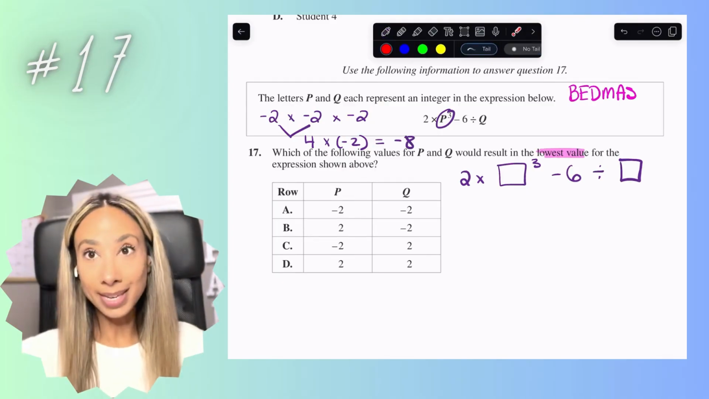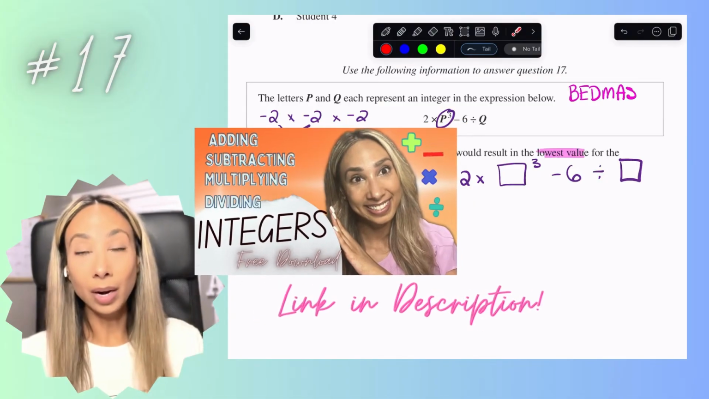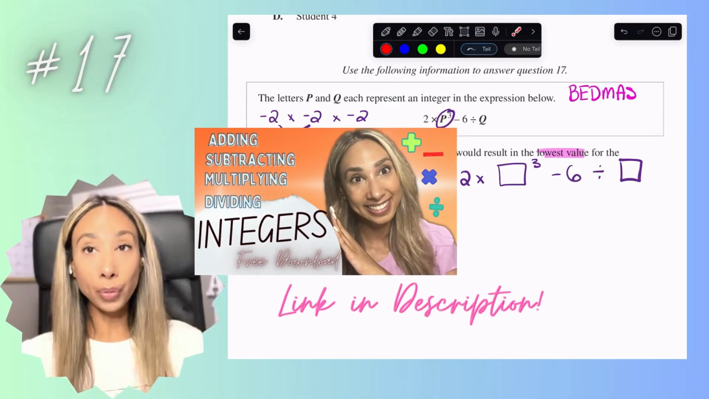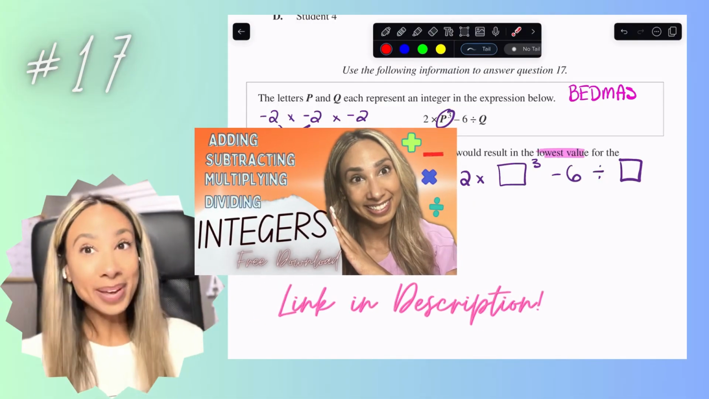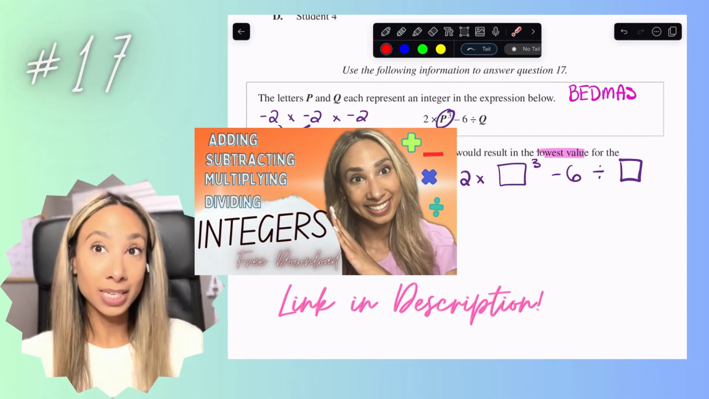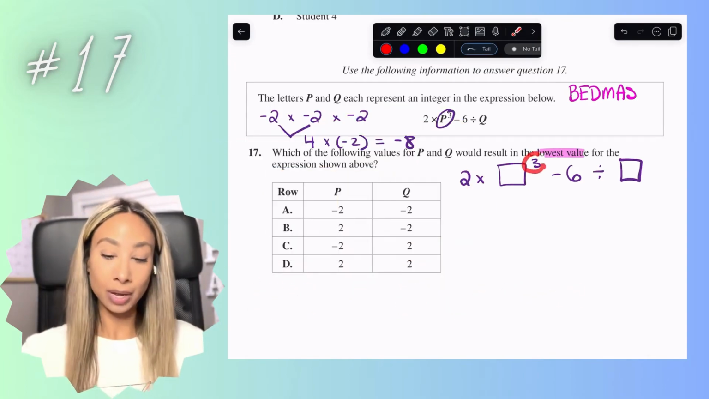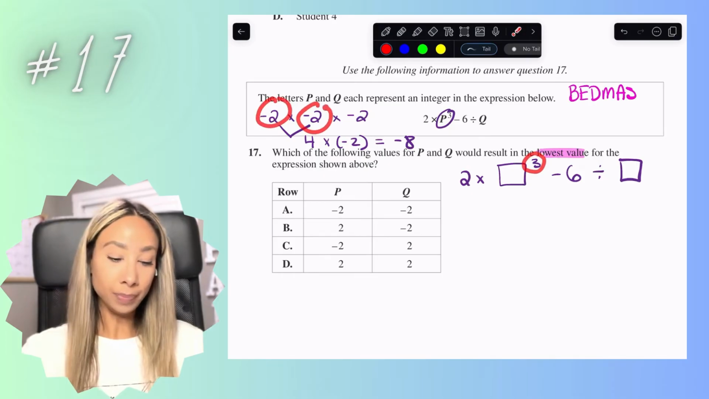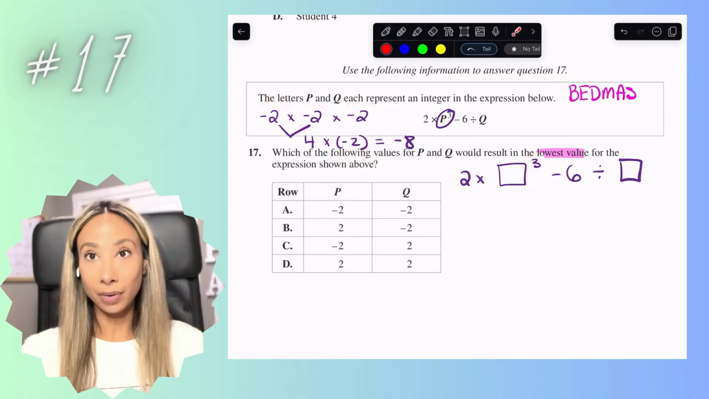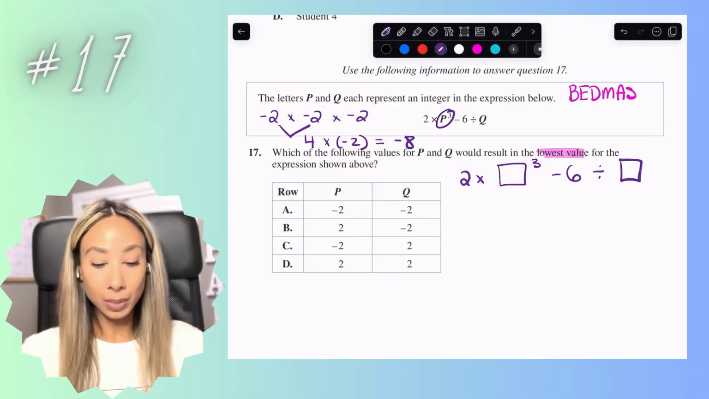Now, if that didn't make sense, I want you to take a peek at this video here, where I actually go through all the operations with integers. If that made sense, then let's focus back on one of the exponent rules regarding negative numbers. If the exponent is odd, and the integer is negative, the sign is always going to be negative. Okay, that's the opposite if the sign is positive.